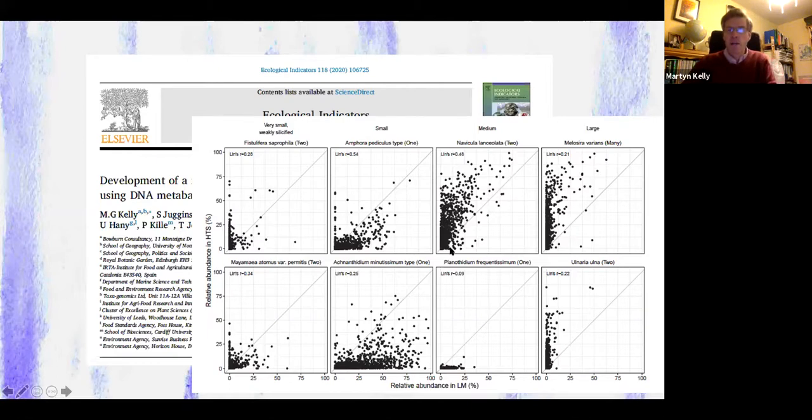By contrast, larger species, often with multiple chloroplasts, Navicula lanceolata, Melosira varians, Ulnaria ulna, the opposite is true: they tend to find a higher proportion of the rbcL reads than the number of valves recorded in light microscopy. And then bucking that trend, we've got Fistulifera saprophila, which again tends to be better represented in metabarcoding than in light microscopy. Here it's a small species, but it's very weakly silicified, and we suspect it's often not surviving the preparation process, so we're probably under-recording it in light microscopy.